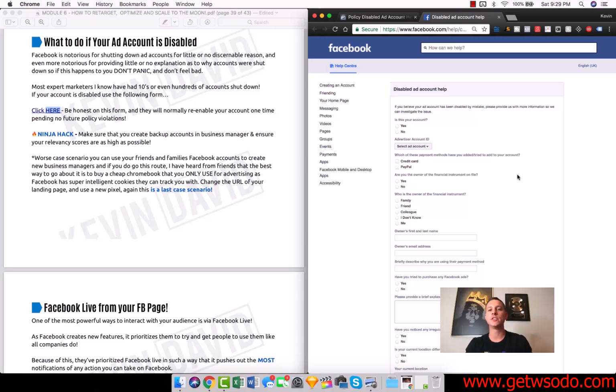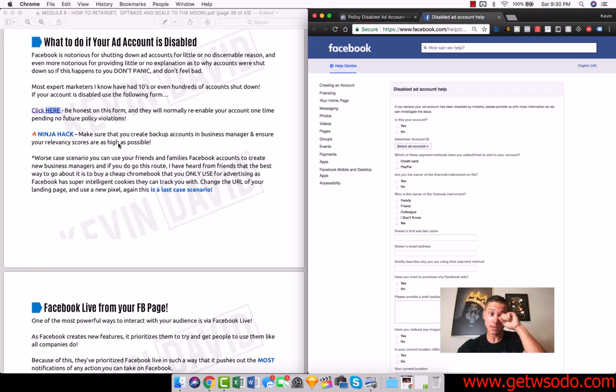And they'll generally, if it's your first violation, re-enable an account, but that account will be put on kind of a higher, more stringent watch. And so if you do mess up again, then they'll figure it out much quicker, and they won't reactivate it no matter how much you beg and plead.